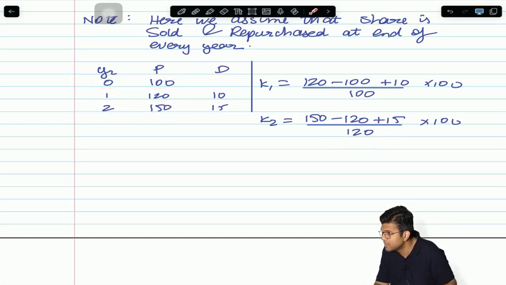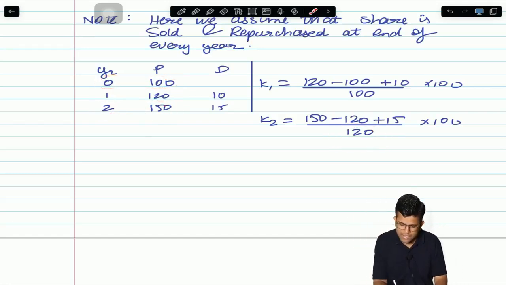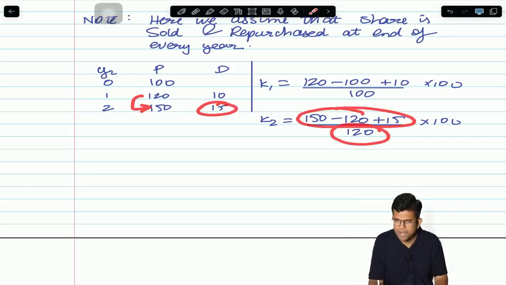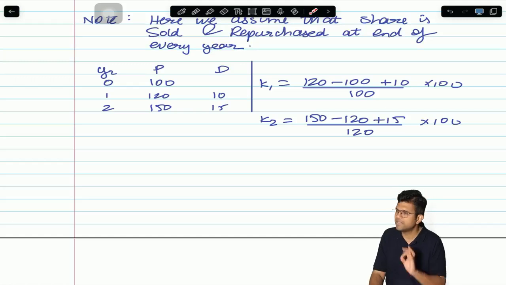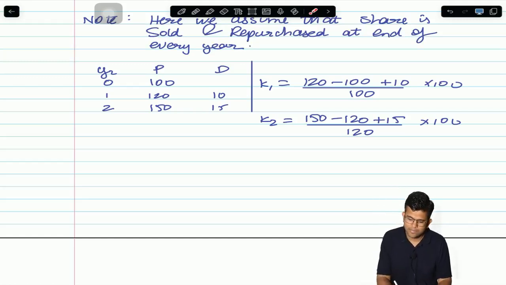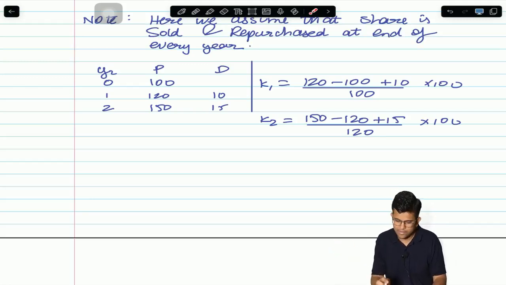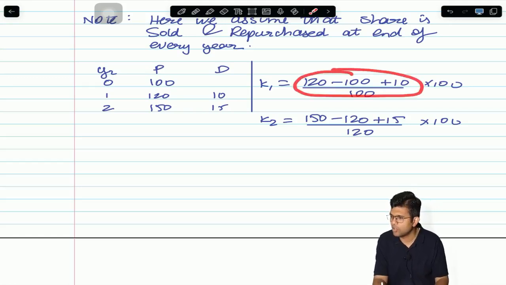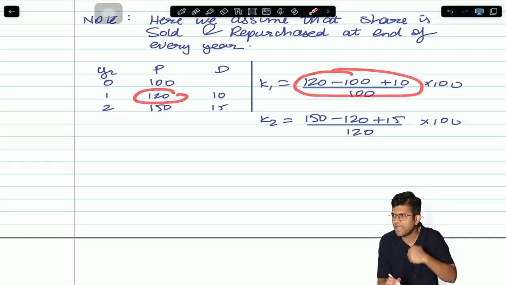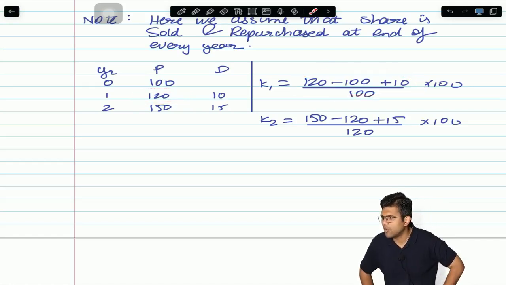Understood the question, no? One can say, okay sir, I understand, I got 30 rupees in year 2 plus 15, the 45 I got. But my investment was not 120, sir. My investment was only 100. So to explain that doubt, there is an assumption. The assumption is you are selling and repurchasing the share at the end of every year. Students, then I will counter question you. Can I say this return also then becomes wrong if you have not sold the share at 120? No. I hope you are able to understand.